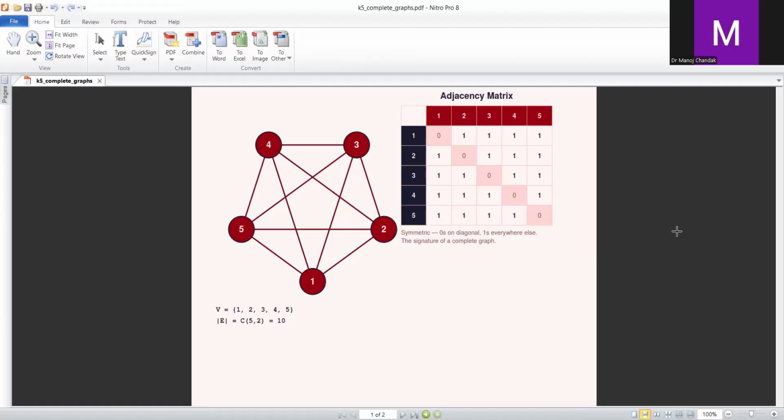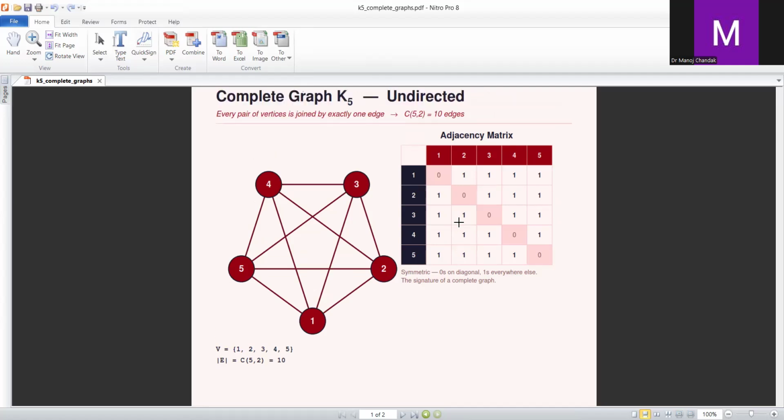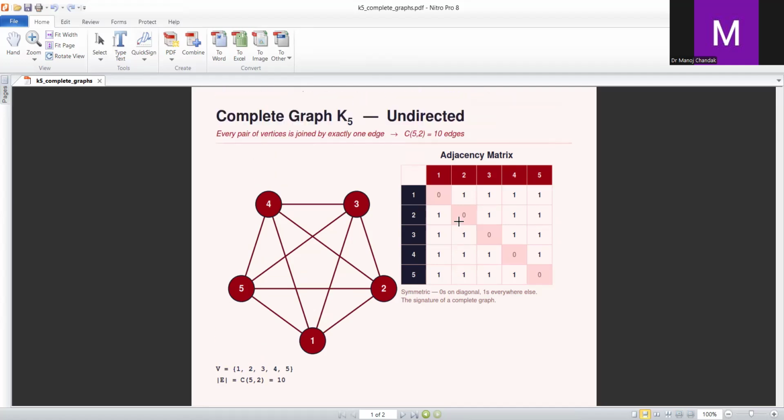Hello everyone. The next quick question on the graph is: given a graph stored in the memory, how will you decide whether that given graph is complete in nature? So first of all, what is a complete graph? A complete graph is a graph in which every vertex is connected to every other vertex in the graph.